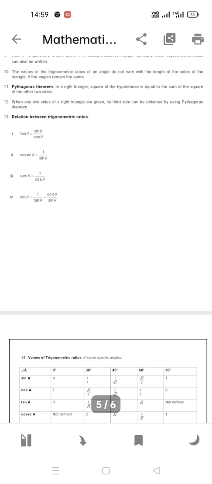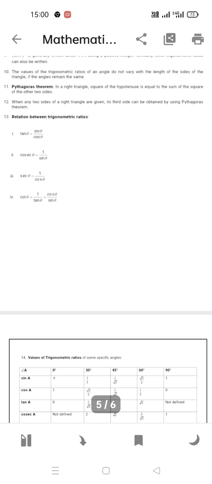The 12th point is: when any two sides of a right triangle are given, its third side can be obtained by using the Pythagoras theorem. As I told you, two sides are given to you, so you can find the third side by using the Pythagoras theorem. What is the Pythagoras theorem? Hypotenuse square equals base square plus perpendicular square. This will be the formula for it.